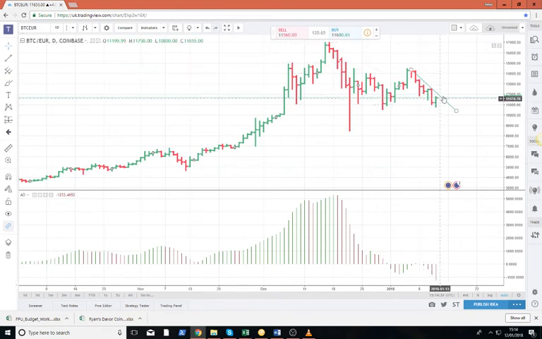If it breaks and just pauses here, it can come back. It looks like it's doing a range, so it comes up to here, then comes down to here, comes up to here, comes down. But it's not going to last forever. It's going to break out one way or the other. More likely, it's going to break upwards.